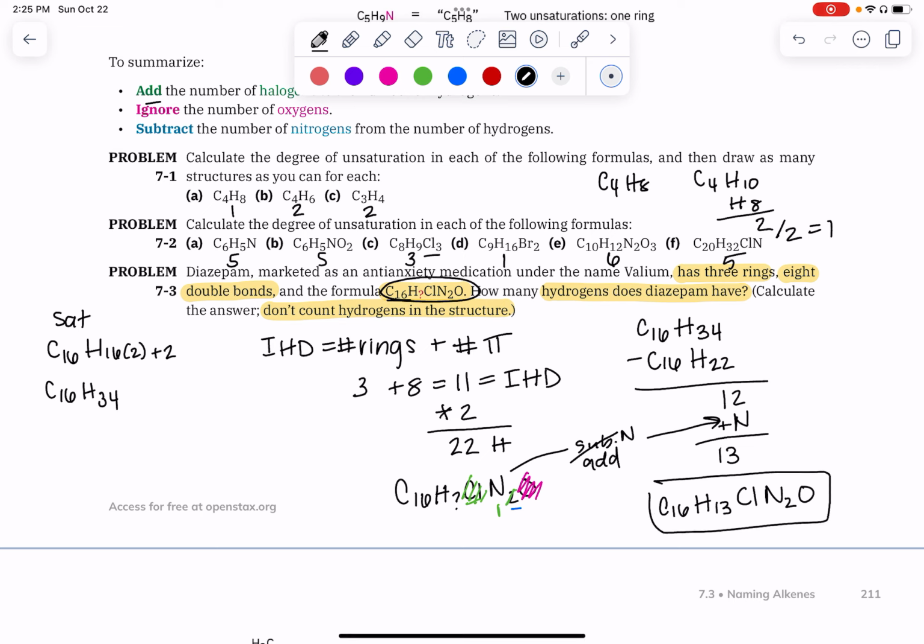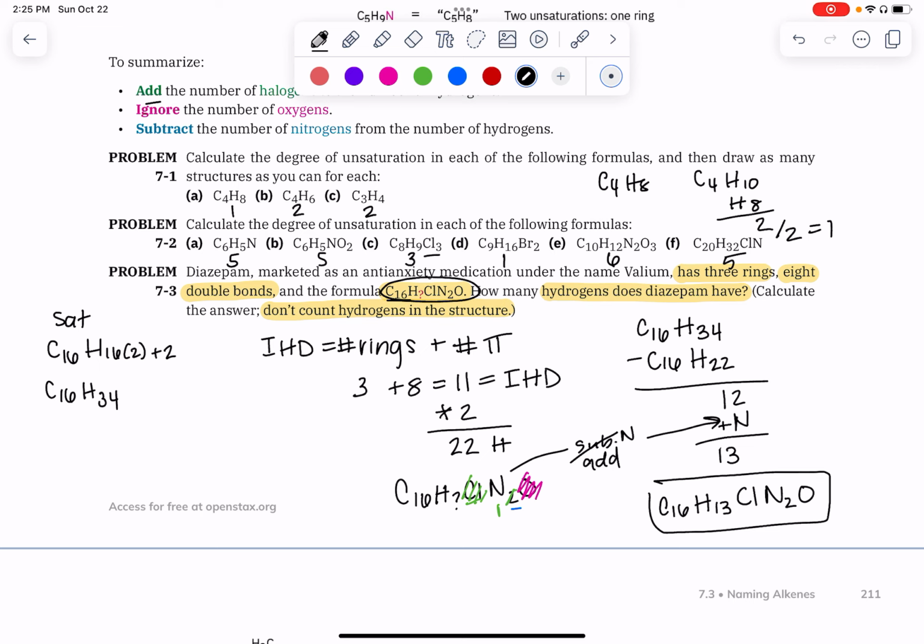This one is a little bit strange because it takes a lot of work to get to your final answer. I don't think he would ask us something like this on an exam. I think this would be kind of a weird question to ask.